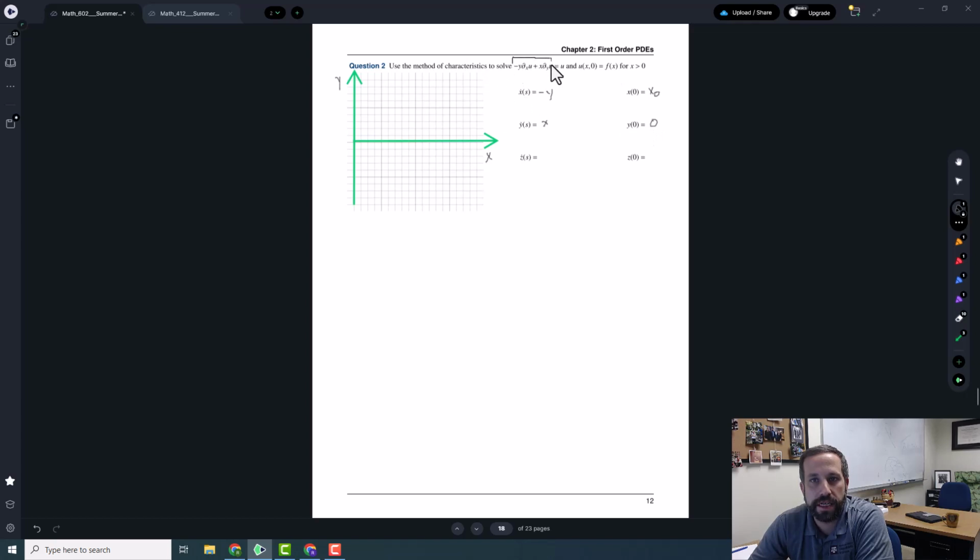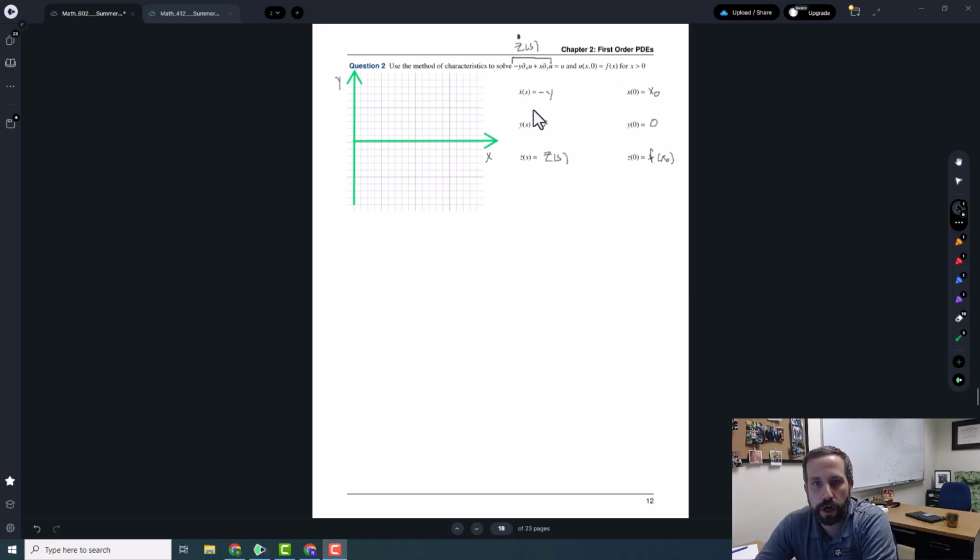And this is z dot. Remember, this is always z dot of s. And notice it's equal to u, which along the characteristics is just equal to z. So z dot of s is equal to z of s. z of 0 is equal to u of x naught, y naught, which in this case is just going to be f of x naught.